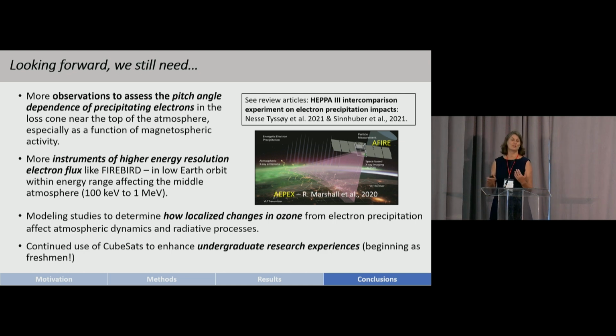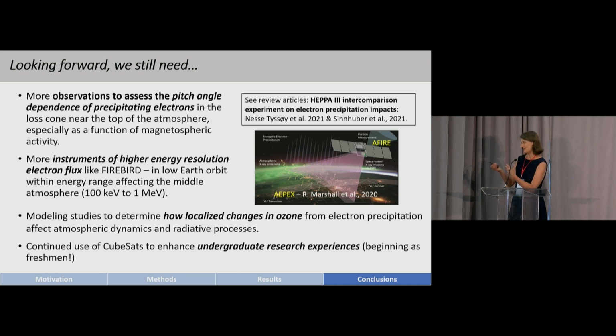However, in order to further understand electron precipitation and its effects on the atmosphere, we really need more observations that assess the pitch angle dependence of these precipitating electrons at the top of the atmosphere. This was one of the largest challenges, to determine actually what's coming into the loss cone. I will note that there are a couple of recent review articles that do a really great job of providing the background of what studies have been done on this and where we're heading in the future.